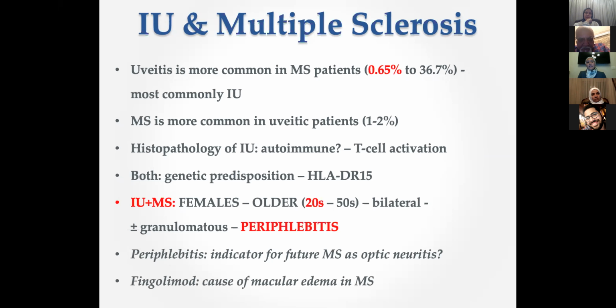A final entity that must be considered in this subset of patients is that a very famous drug that's used for MS can actually cause a complication, which is macular edema. In these cases, we should know if this is related to the drug or related to the intermediate uveitis because it's dose dependent. Once we stop the drug, the macular edema resolves.